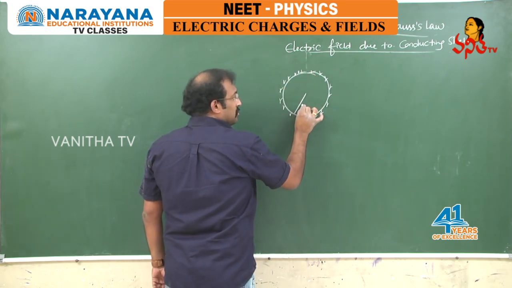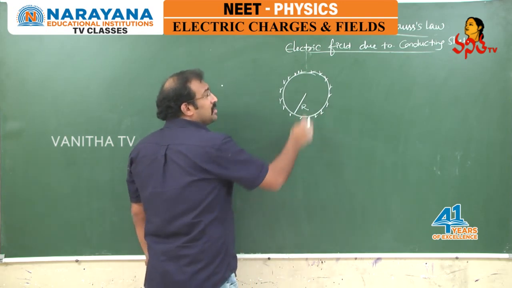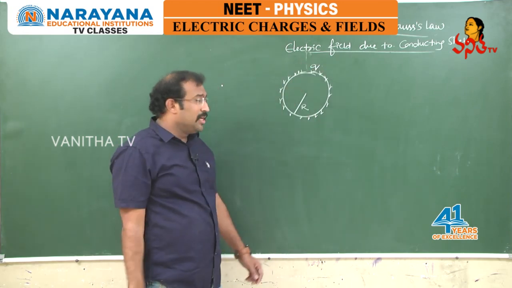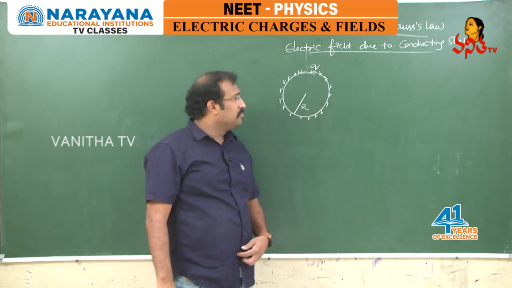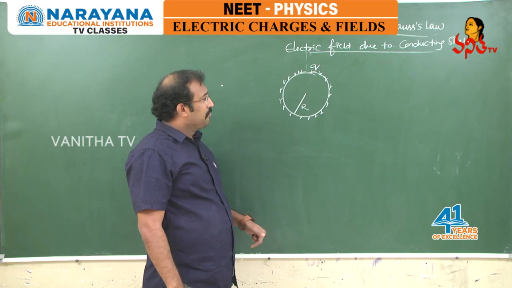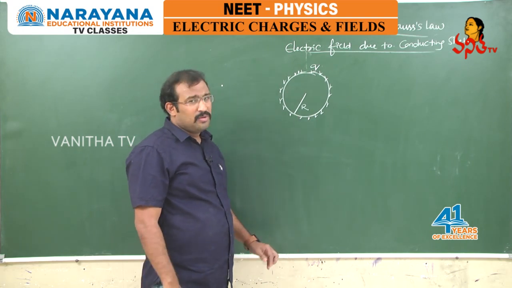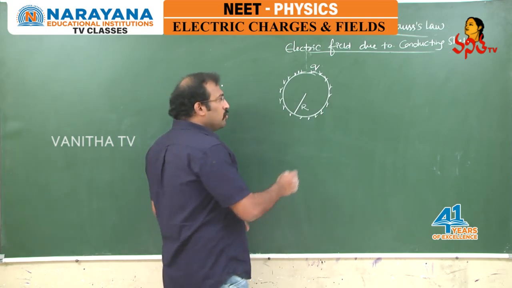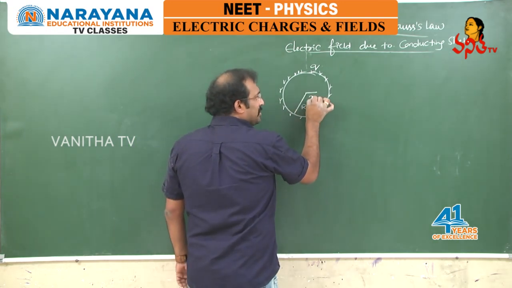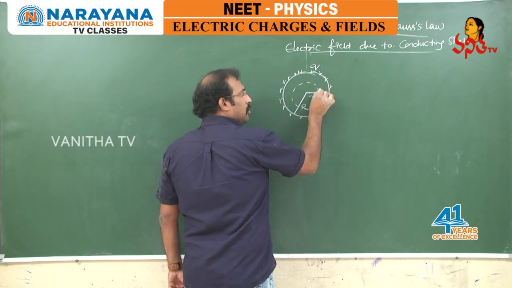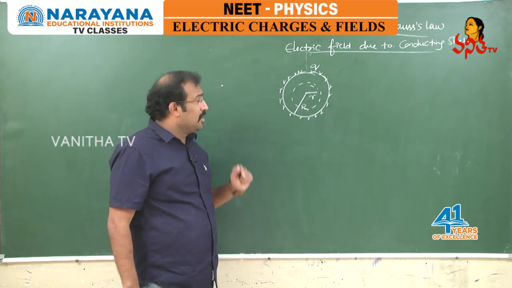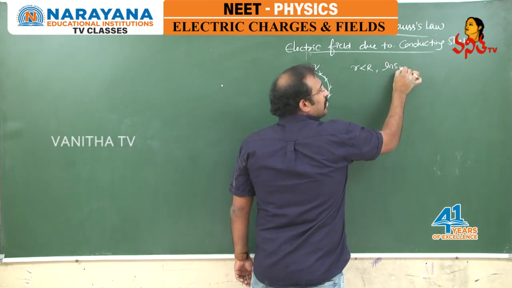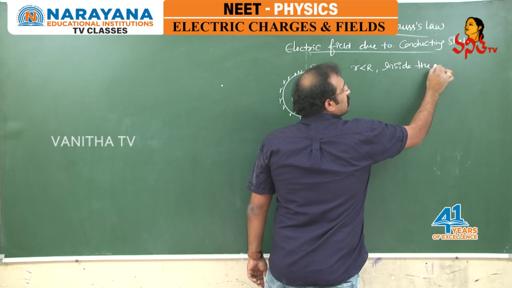Consider a conducting shell whose radius is R. Let the charge present on this shell be q. Now we will see what the electric field due to this conducting shell would be at different points. Let us go inside the shell, at a distance r, where r is less than R, that is, inside the shell.